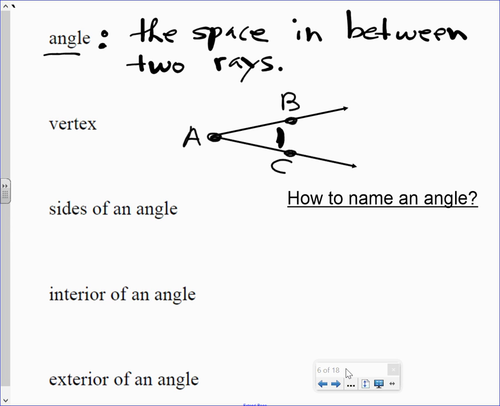The vertex is actually the point where the two rays meet. I'm going to put an arrow from the word vertex to point A. I trust you guys are with me so far. So we got vertex. We got the definition of an angle.